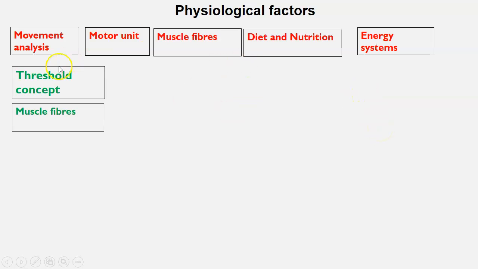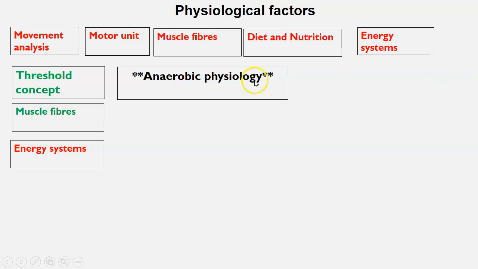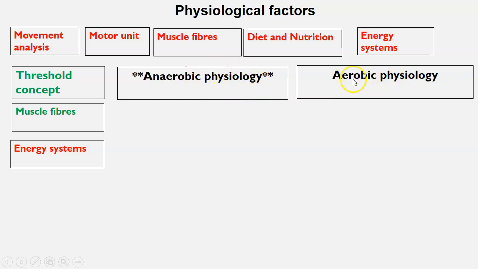This threshold concept is essentially these energy systems that we're going to be looking at. It's really important that we've done this before, so we get a general idea of the terminology. So we've got anaerobic physiology and aerobic. Anaerobic is without the presence of oxygen when we get or use energy. Aerobic is more to do with oxygen being present when we're breaking down or using energy.